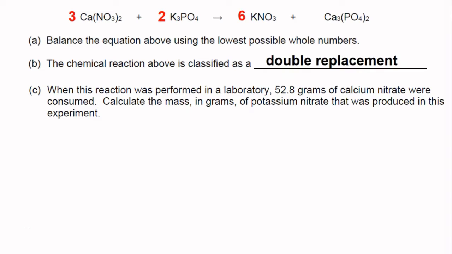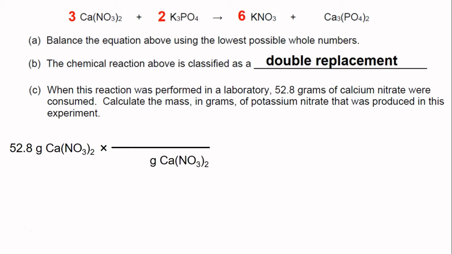Part C of this question says, when this reaction was performed in a laboratory, 52.8 grams of calcium nitrate were consumed. Again, the calcium nitrate is the first chemical listed in this equation. Calculate the mass in grams of potassium nitrate, that would be KNO3, that was produced in this experiment. So we're going to set up a 3-step conversion from grams of calcium nitrate into grams of potassium nitrate. So our first step involves the periodic table.